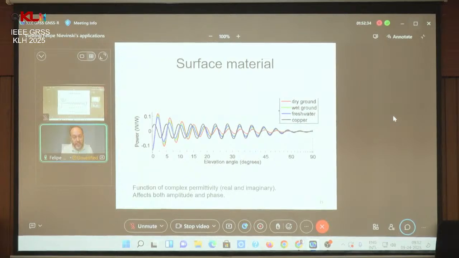Just because the scattering center is a function of the surface is combined with the radiation response.